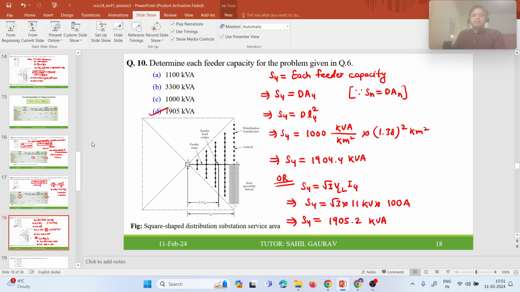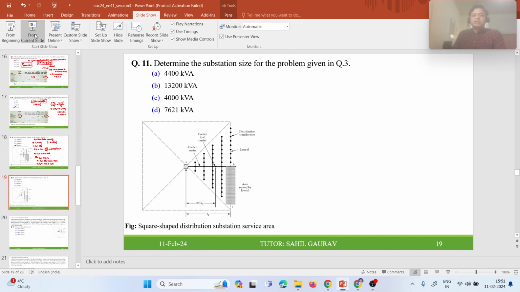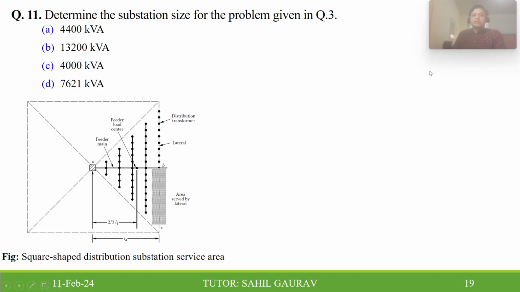Rahul Patil, he is solving every problem correctly. So now let us come to the next problem. I think Sangeeta, you have. I think in this case it gets multiplied with the number of feeders if you are finding the substation size. So see this problem carefully.